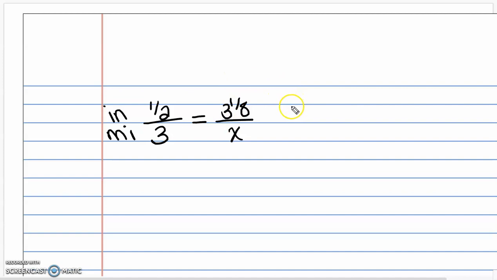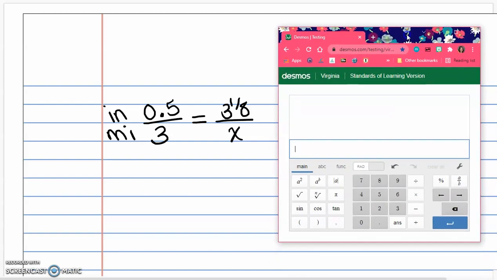But wait a second. I don't like having a fraction inside of a fraction. It's difficult to do math with this. So I'm going to go ahead and make these numbers into decimals. Now, 1/2, you probably already know. What is it? If you said 0.5, you are correct. Now, if you don't have 1/8 memorized, you can pull in your calculator. So what I'm going to do is figure out the decimal form of 1/8. 1 divided by 8. It's just 0.125. So what that means is 3 1/8 is 3.125.